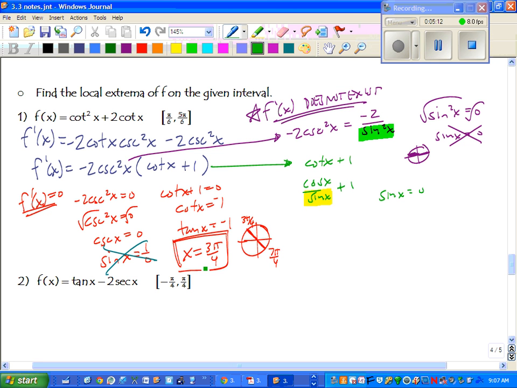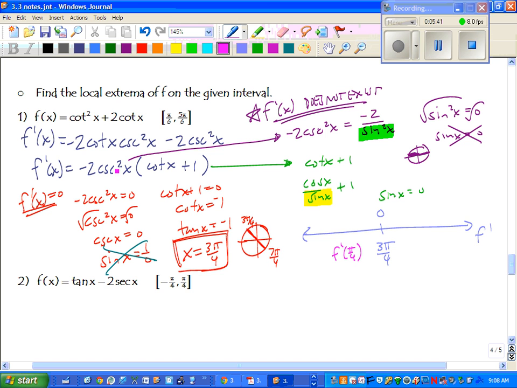So we want to find out, is it a minimum, a maximum, or neither? Let's take a look at a number line. So the only number we're putting on here is 3 pi over 4. We know the derivative is 0 at that point. We need to plug in some values to the left and to the right and figure out if we're positive or negative. So to the left, I'm going to go ahead and put in pi over 4.